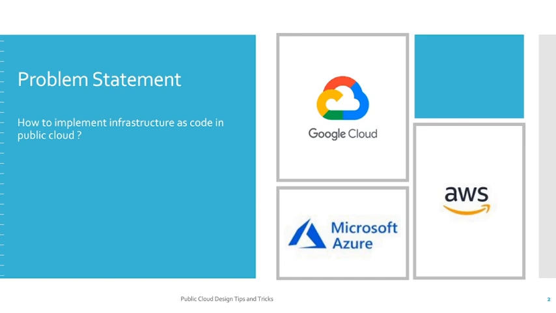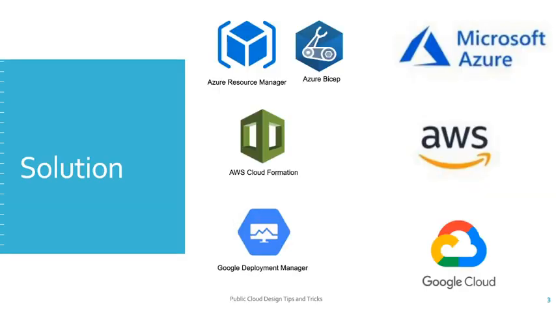What is the problem statement? How to implement infrastructure as code in public cloud. And the native solution which has been provided by Microsoft Azure is Azure Resource Manager or Azure Bicep. AWS has provided AWS CloudFormation. Google Cloud has Google Cloud Deployment Manager. There are also cloud agnostic solutions like Terraform, which is also available in the market that people are using.